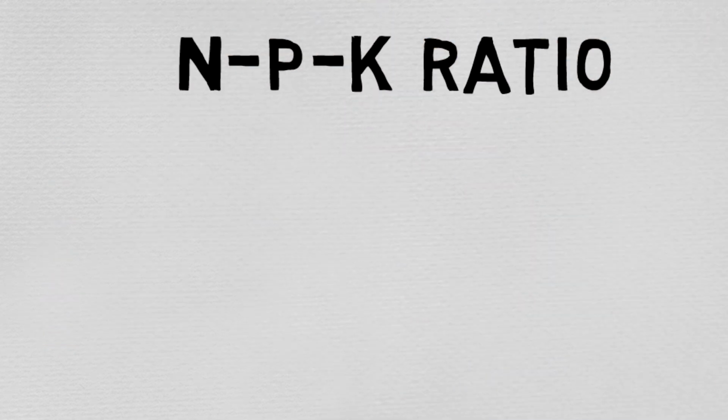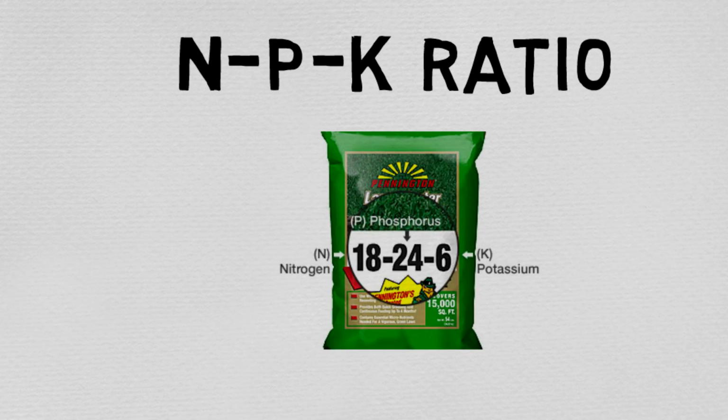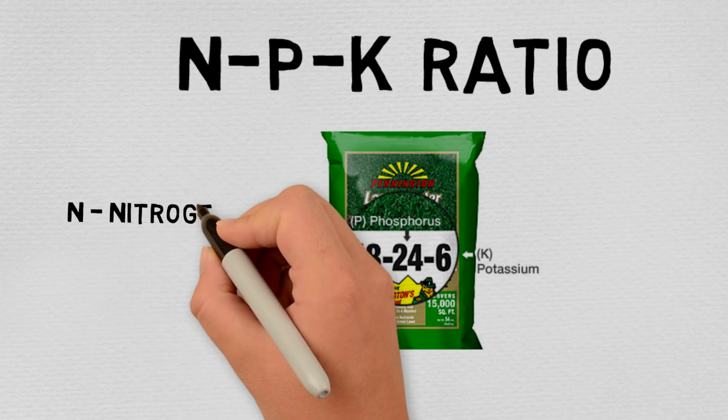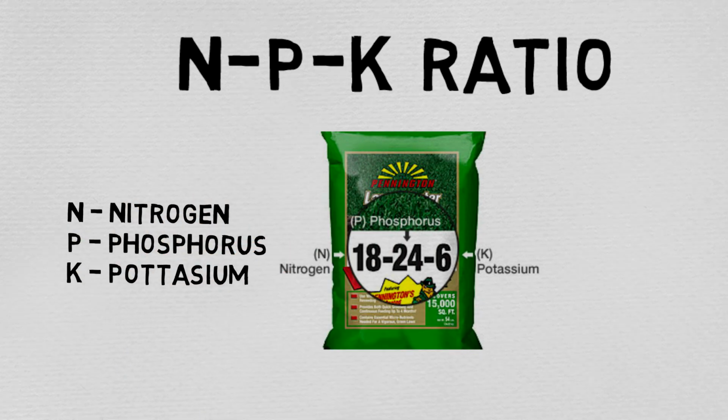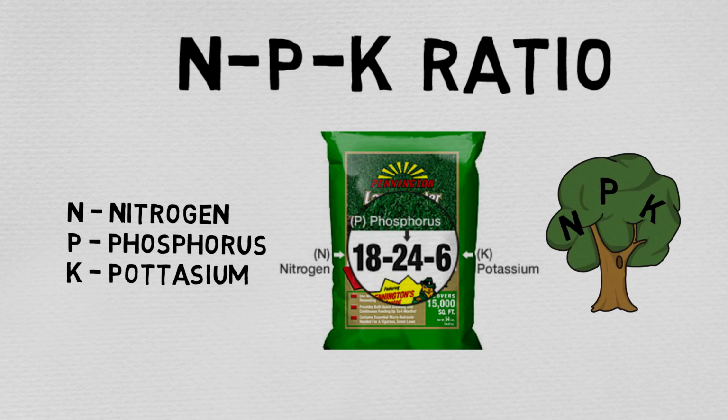NPK ratio. Any fertilizer you buy will come with information about its NPK ratio in the form of numbers. The NPK ratio specifies the percentage of nitrogen, phosphorus and potassium. Every plant requires these three primary nutrients in varying ratios for good growth.